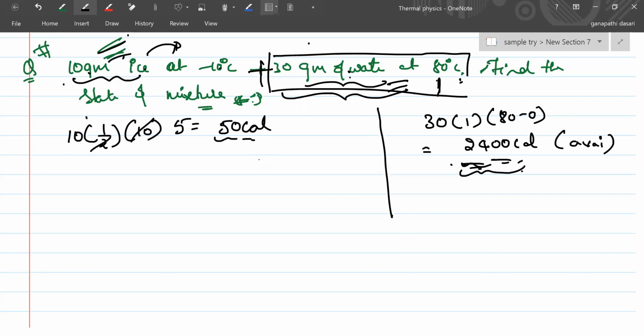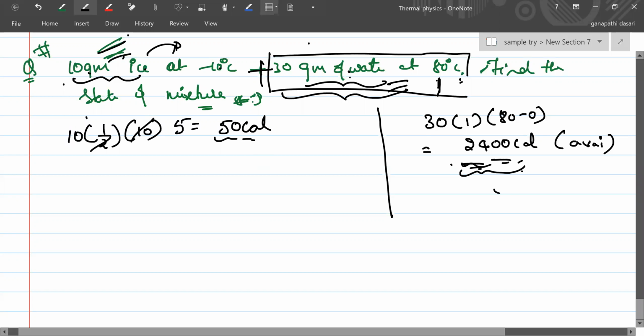No, sir. The water should lose some energy. Why? The water lost 50 calories only. Still 2350 is available, if the entire water comes to 0 degrees, right? Oh, yes, sir. Okay. So you don't see first what is available, you need to see what is required first.